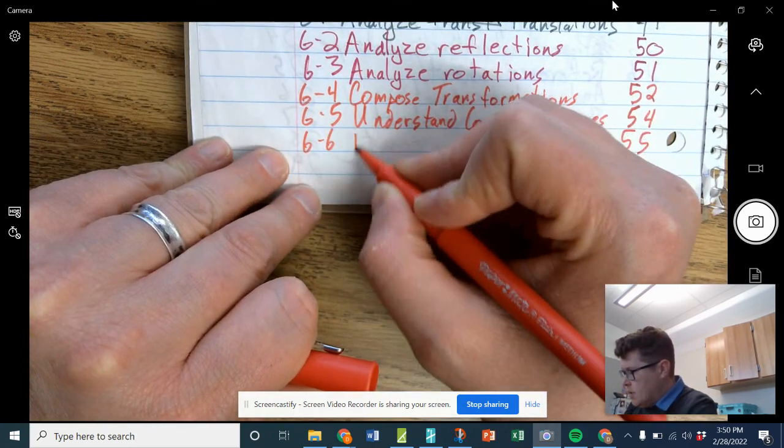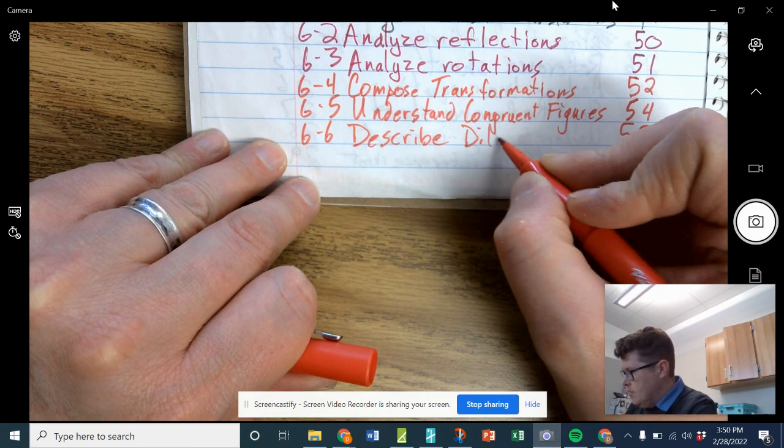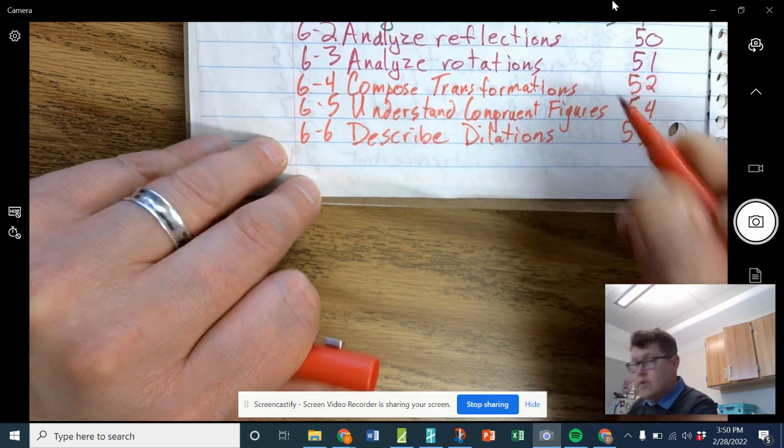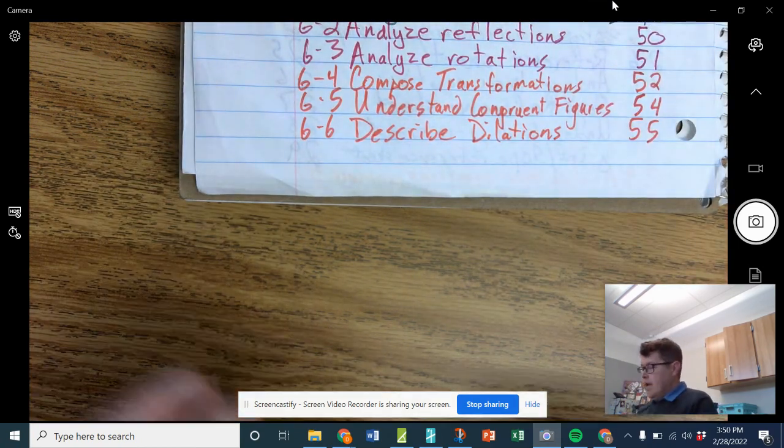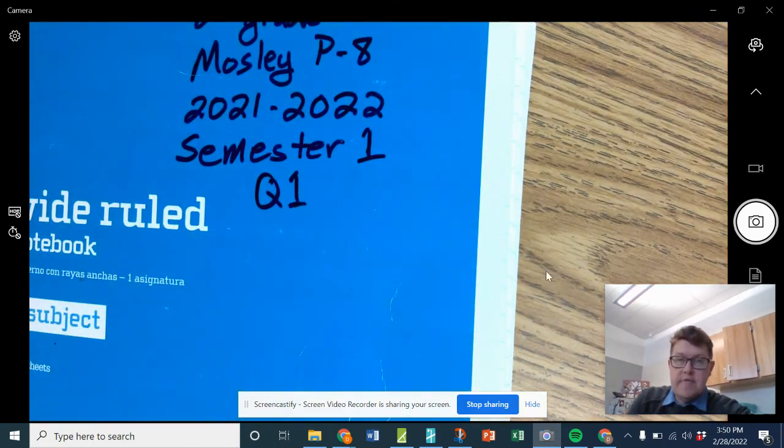6, 6, describe dilations. And so now we've figured out all of our transformations: our 3 rigid transformations that make congruent figures, and then our dilation, non-rigid, that makes similar figures. So there you go.